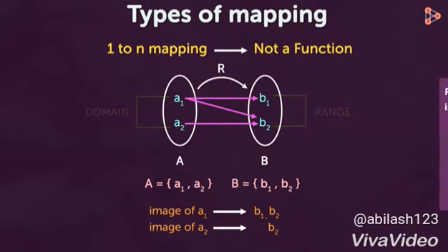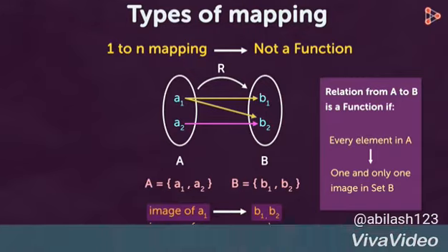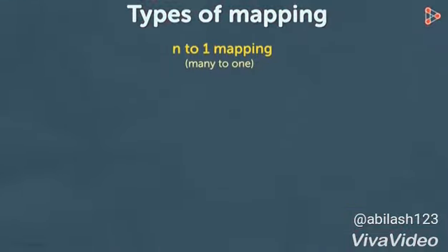This is because an element in set A has more than one image in set B. For it to be a function, every element in set A must have one and only one image in set B. Let's move on to the third type of mapping now.